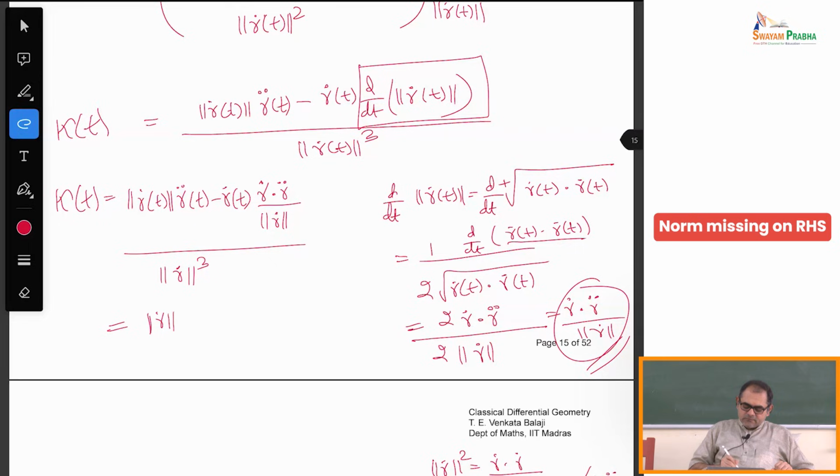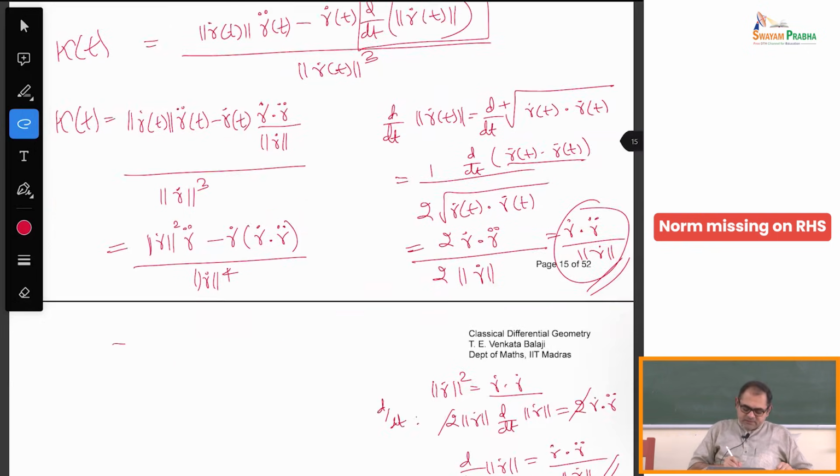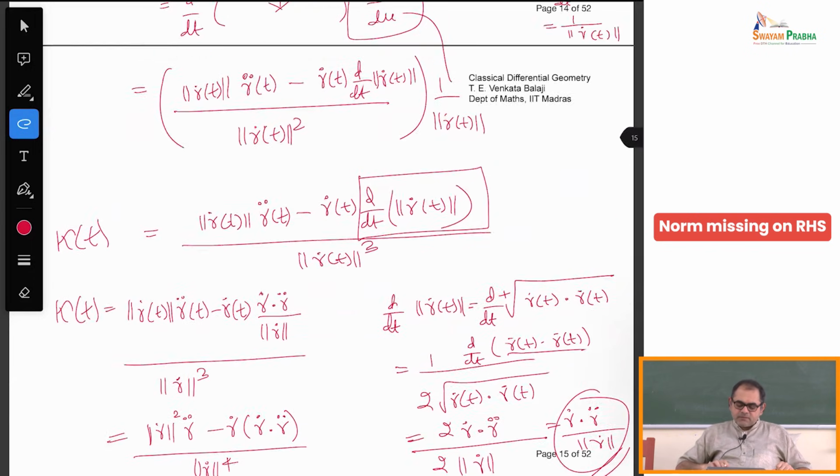So this is going to be, let me write it, norm gamma dot gamma double dot minus gamma dot into gamma dot dot gamma double dot, and if I take the LCM, I will get a norm gamma dot squared here in the first term, and then here I will get norm gamma dot to the power of 4. Okay, I will get this. And now you see this numerator, what is this? This is just going to be... so I wanted to say... wait. I have to be careful.